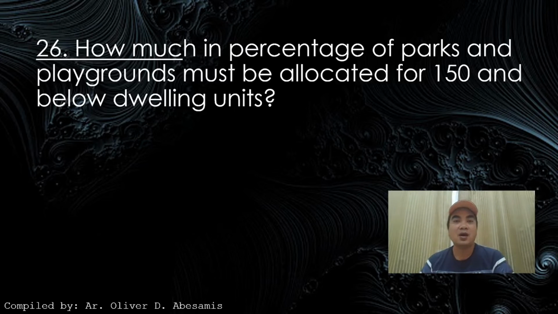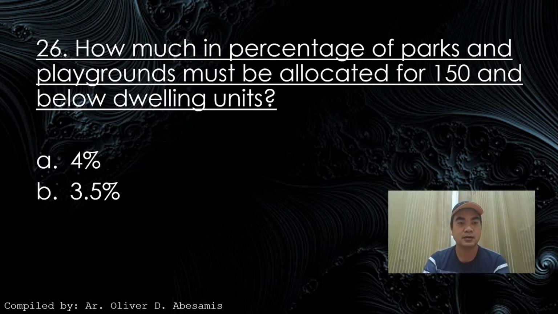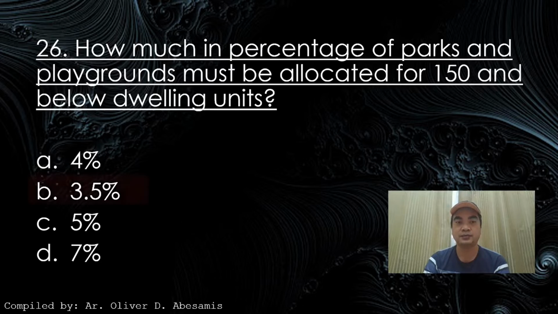26. How much in percentage of parks and playground must be allocated for 150 and below dwelling units? A. 4%, B. 3.5%, C. 5%, D. 7%. Answer: B. 3.5%.